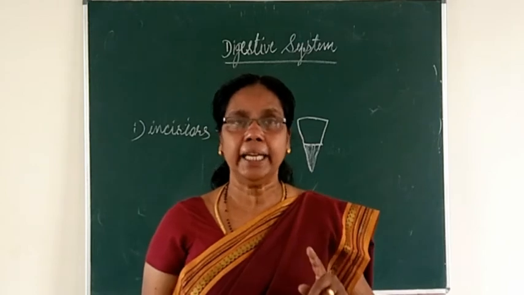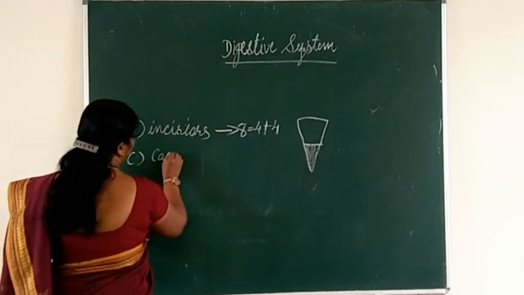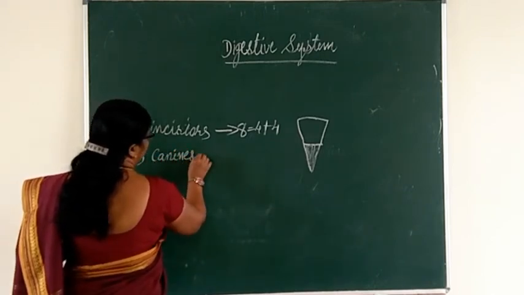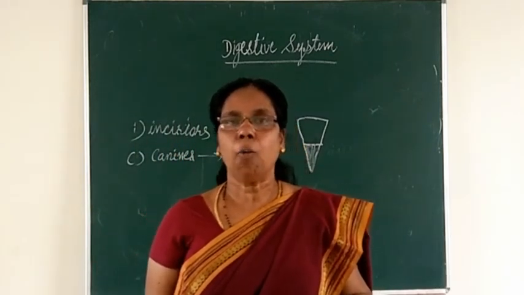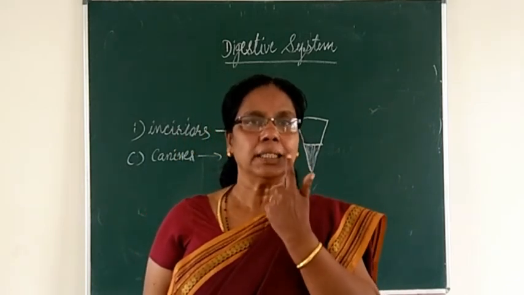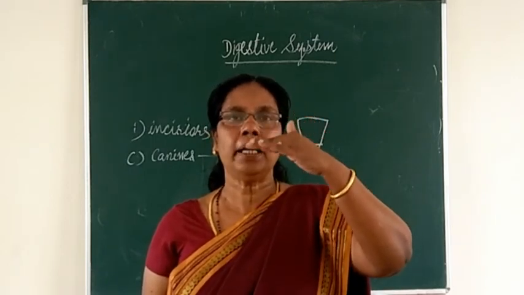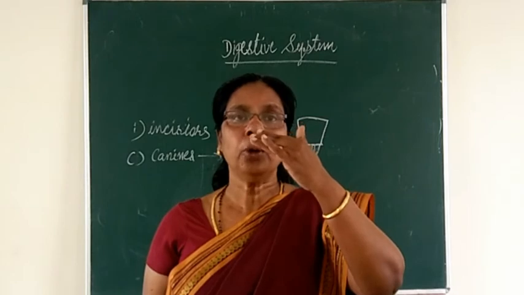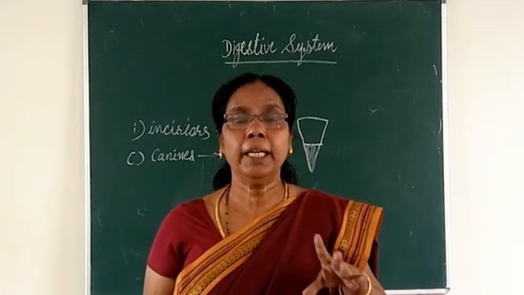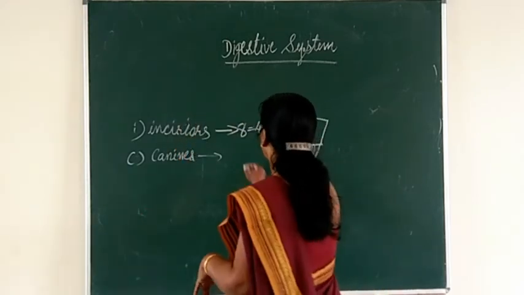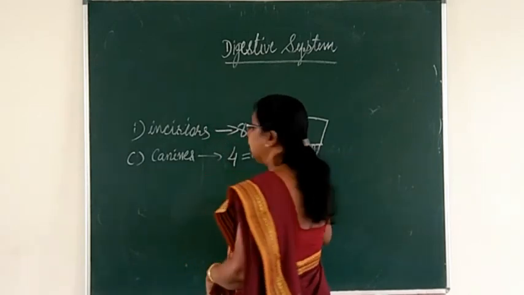Next one is canine. See the letter C. Canines. The second set of teeth is called canines, and there is one on each side. So usually one on this side, one on this side. Here also one on this side, one on this side. So totally in the upper jaw, 2 canines are present. In the lower jaw also 2. So totally how many? 2 plus 2, 4. That is 2 in the upper and 2 in the lower.